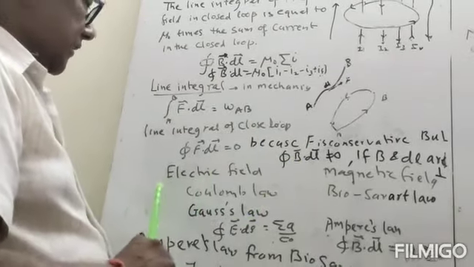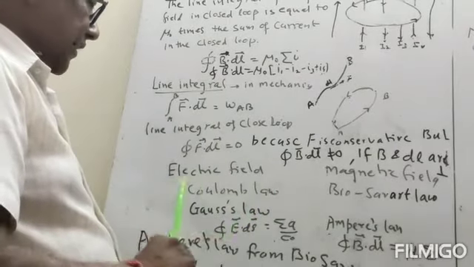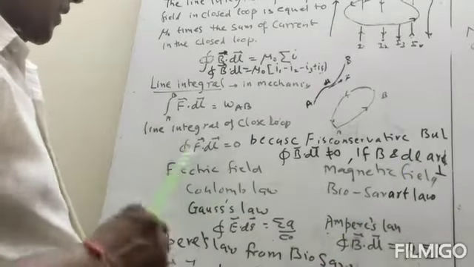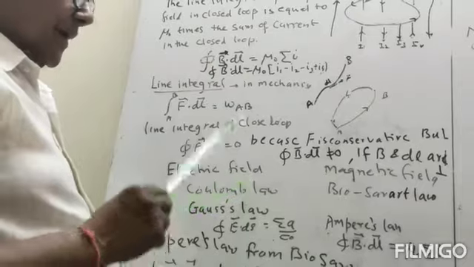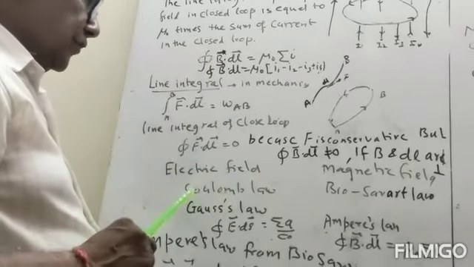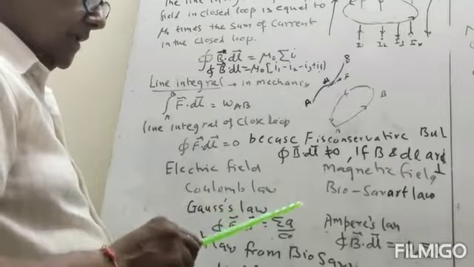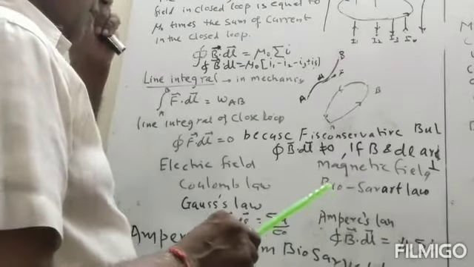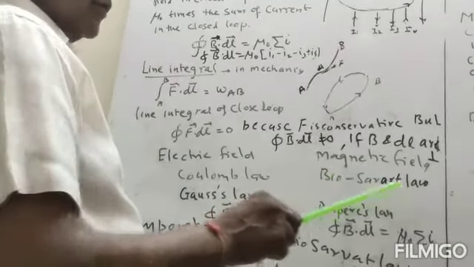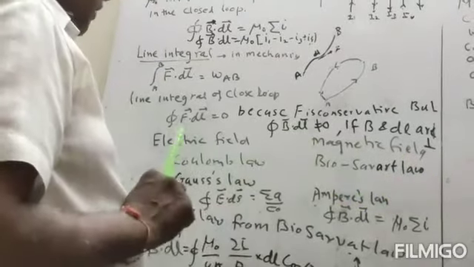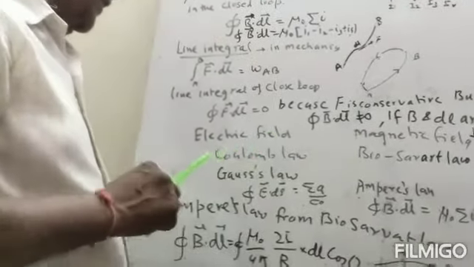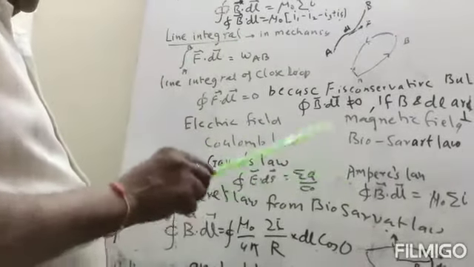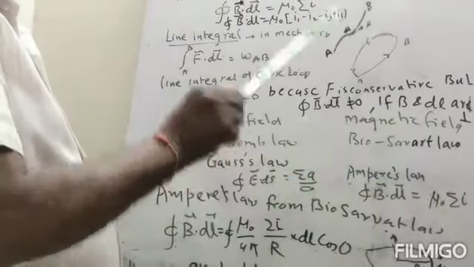Earlier we studied the electric field, and now we are studying the magnetic field. The electric field was due to the charges, and we found the electric field using Coulomb's law. Now here we find the magnetic field by the Biot-Savart law, which we have studied earlier. We can also find the electric field by Gauss's law. Here we can find the magnetic field by using Ampere's circuital law.